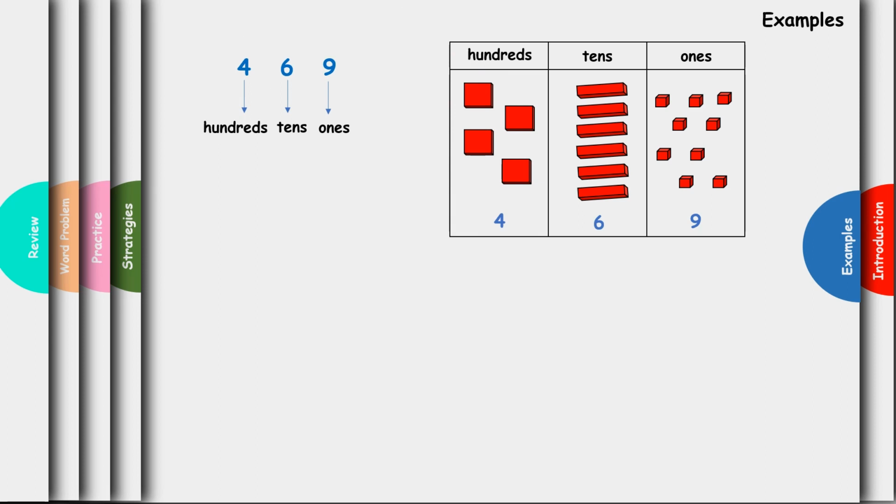This also means that the value of 4 is 400. The value of 6 is 60, and the value of 9 is 9. So 400 plus 60 plus 9 equals 469. Here's another example.